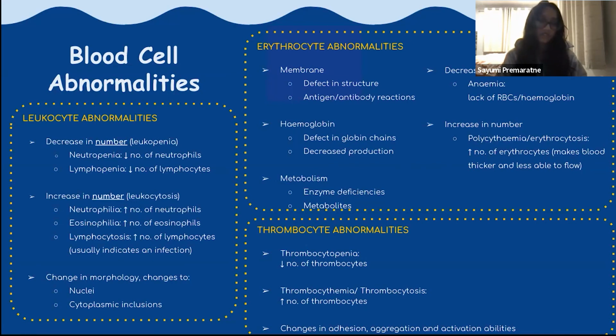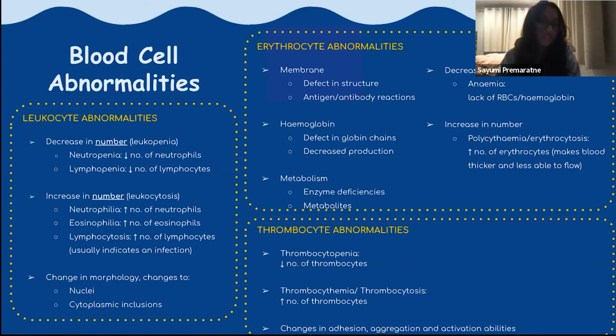In terms of leukocyte abnormalities, it's very similar. So you have the decrease in number, leukopenia. You can have a decrease in the number of neutrophils and in lymphocytes. And then you can also have an increase in the number. Usually if you have an increase in the number of lymphocytes, that's going to indicate an infection because your body is producing more white blood cells to fight off an infection of some sort.